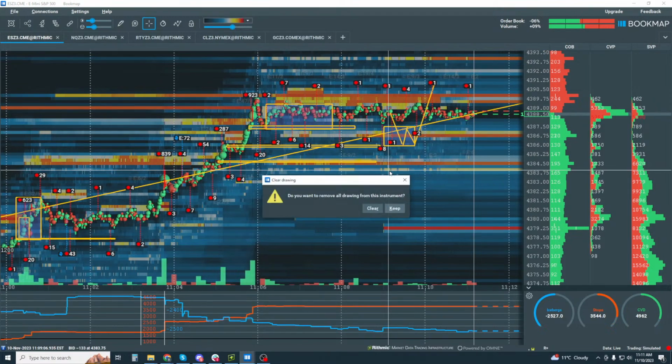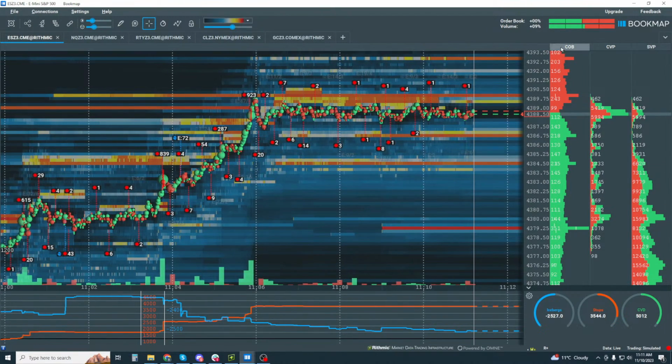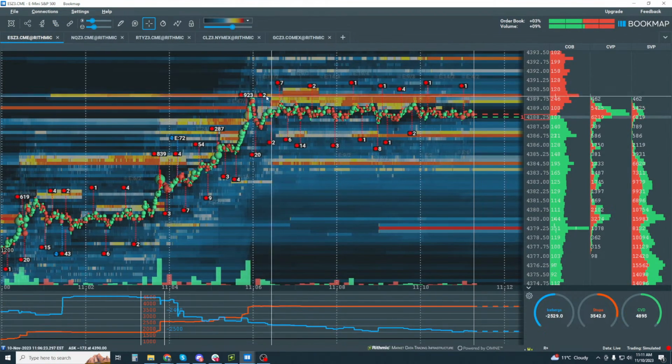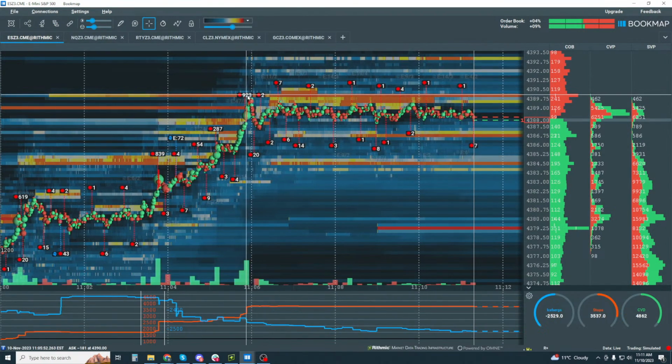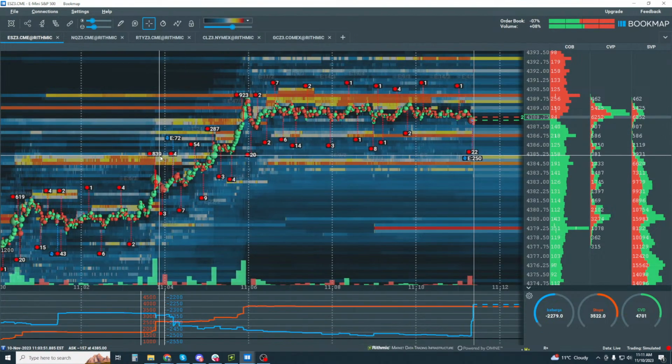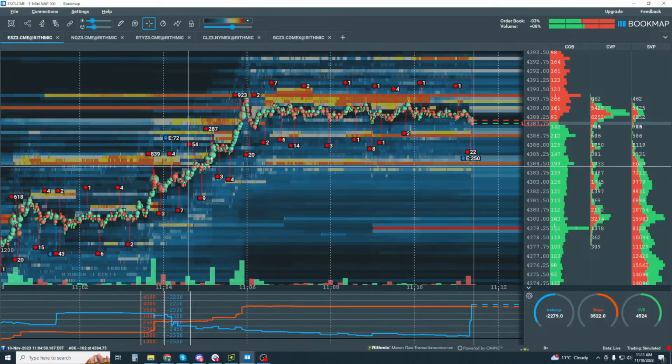All right, let me clear the drawings again. And let's take the beautiful stop run as well in here, 923, 287, 830, 39. So a lot of people getting it wrong.